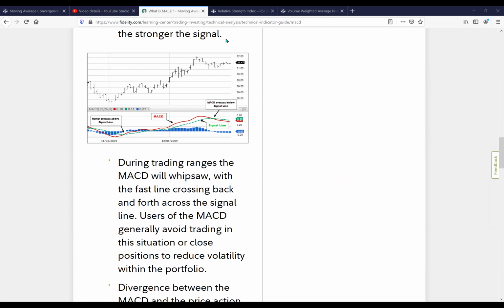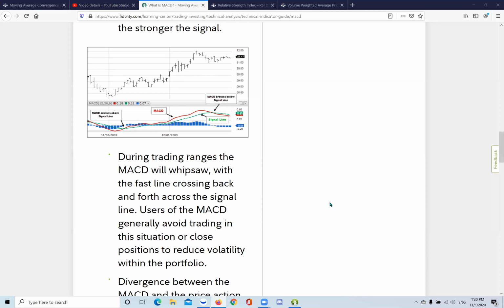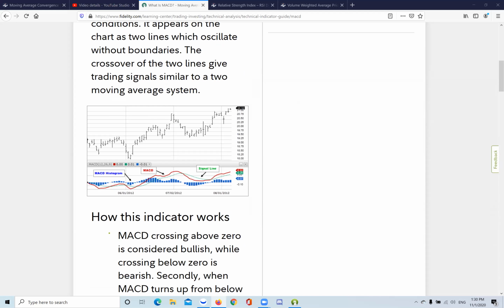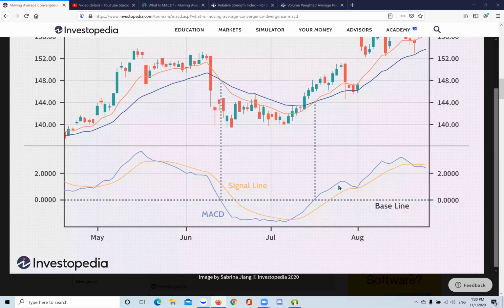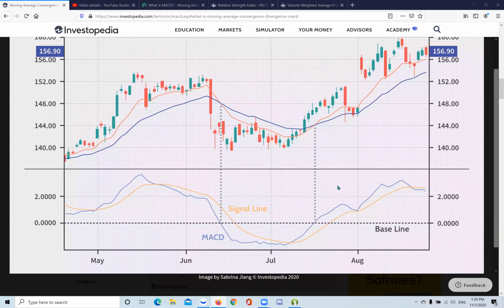Moving average. I don't think so. I don't think that's the one. Moving average. Also, when you see the MACD line, I want to let you know: when the MACD line crosses below the 0, that's bearish, right? When it crosses over the 0 line, it is bullish.